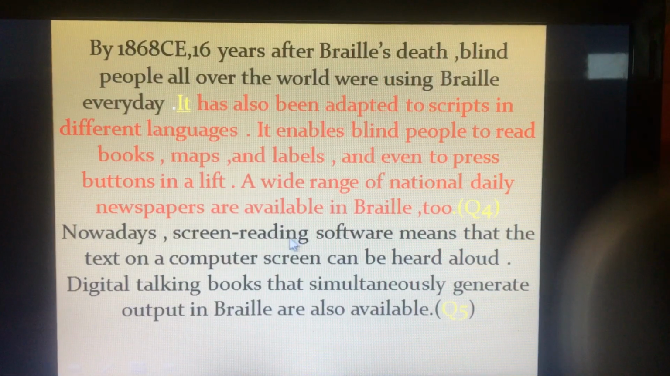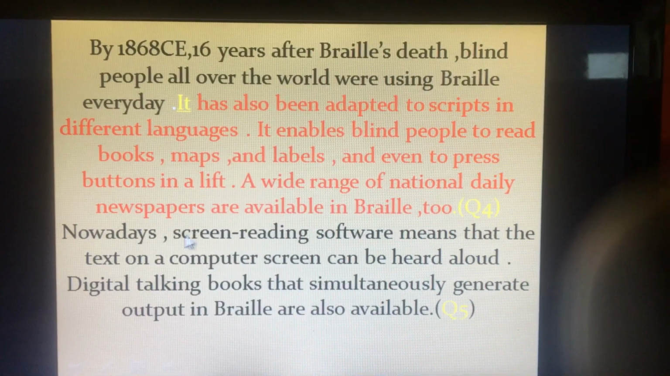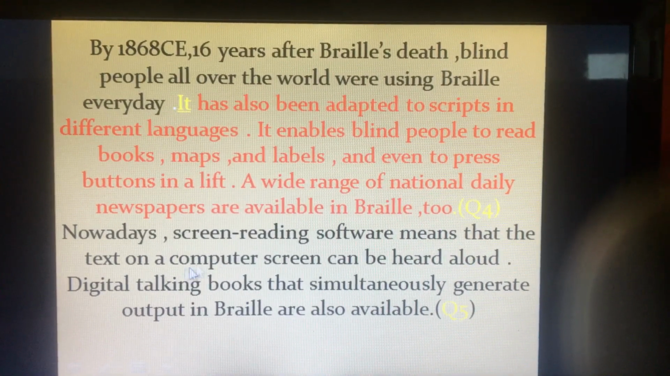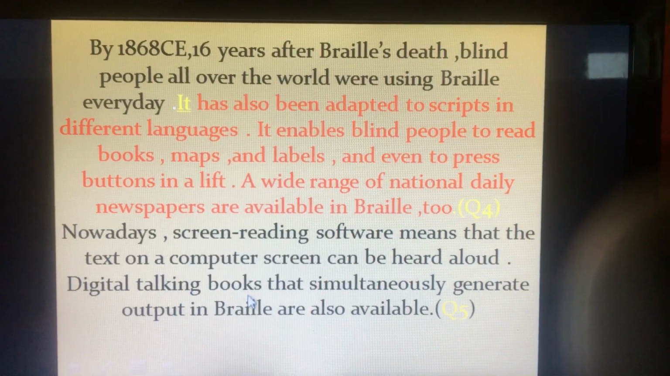Nowadays, screen reading software means that the text on a computer screen can be heard aloud. Digital talking books that simultaneously generate output in Braille are also available. This is also question 5.